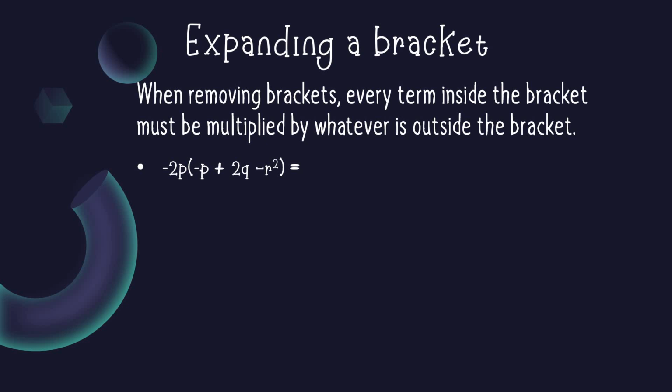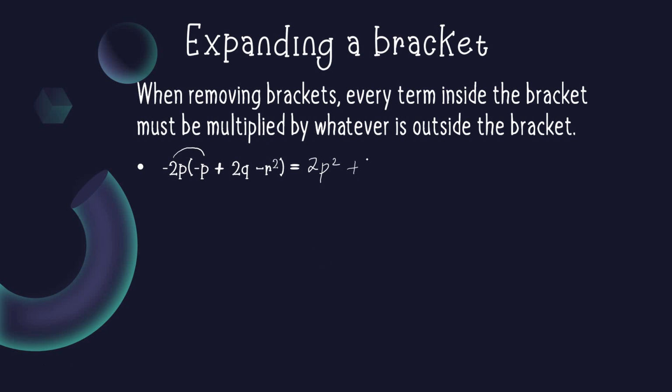Negative 2p times negative p plus 2q minus r squared. So we will multiply this one first. Negative times negative will be positive, but positive we don't need to write it. 2p times p becomes 2p squared. And then this is plus.